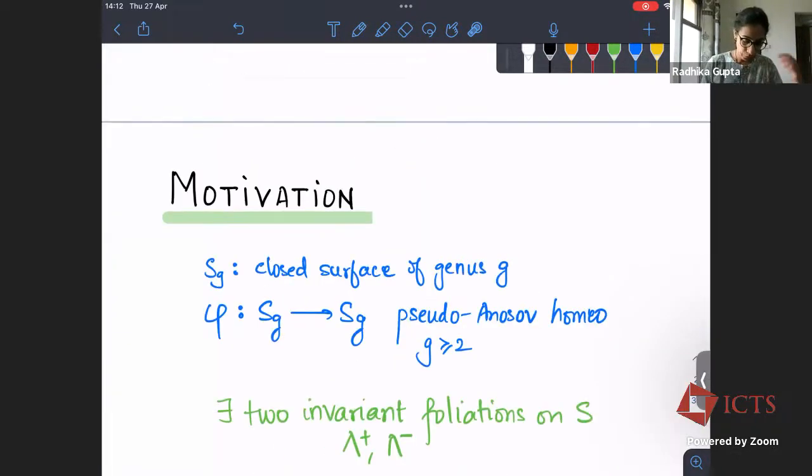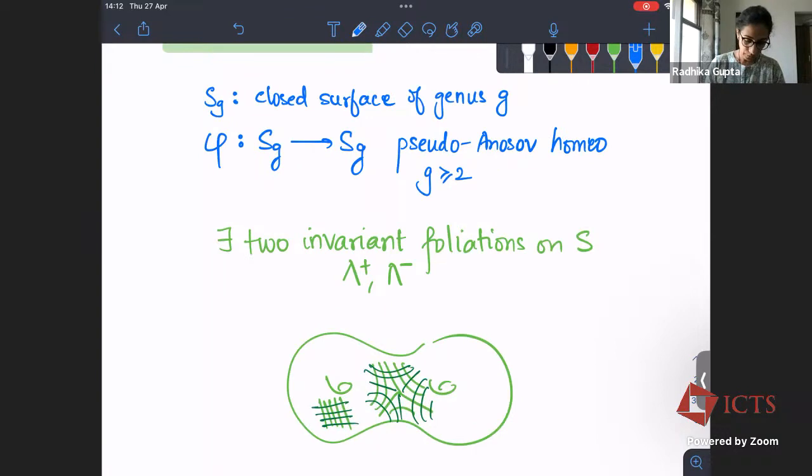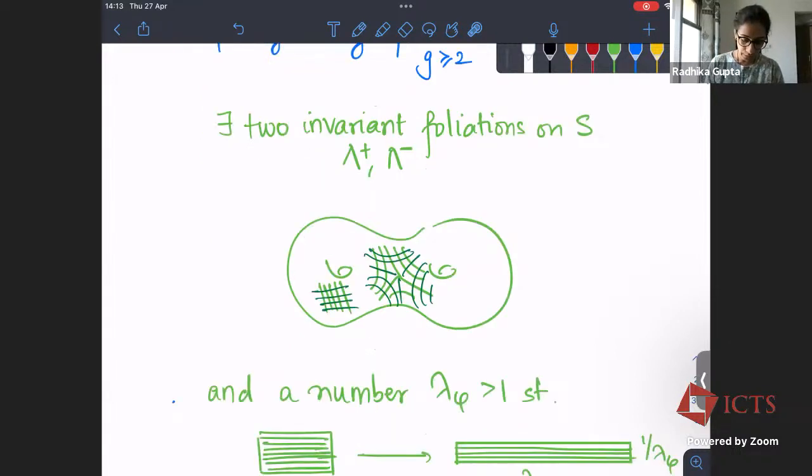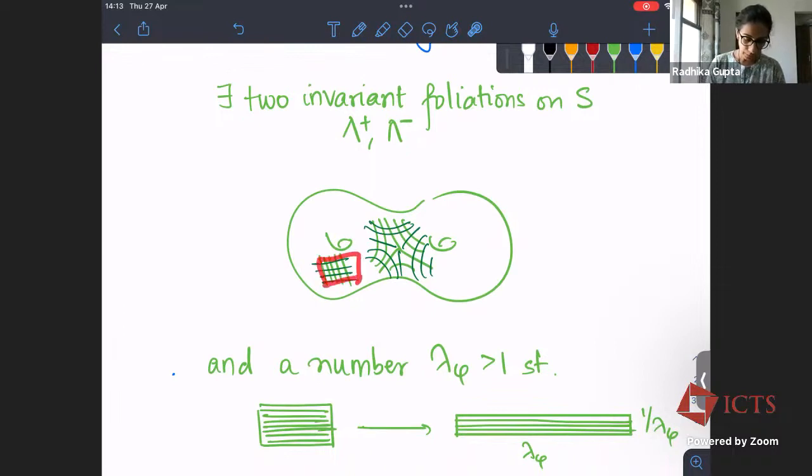So my motivation comes from surfaces. I want to start with a closed surface of genus g, where g is at least 2. I want to look at a particular homeomorphism of the surface, which is called a pseudo-Anosov homeomorphism. What this homeomorphism does is, locally in a chart, it basically stretches in one direction and it contracts in the other direction.